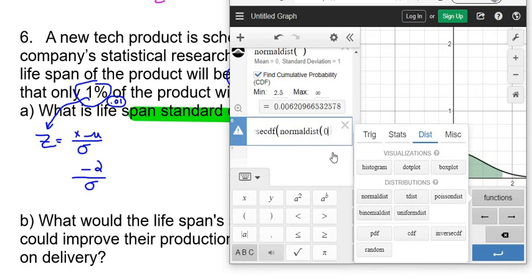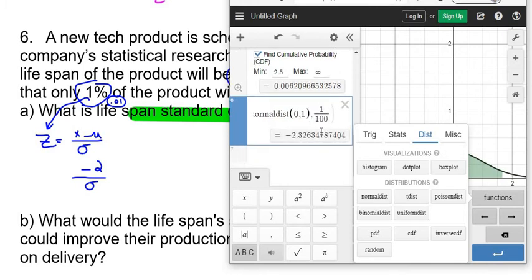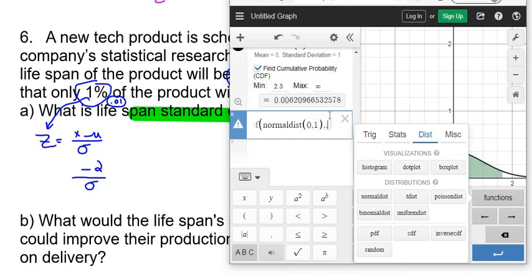So within the normal, you're going to put 0 and 1 representing the mean and standard deviation. And then you have to come out of the normal. Notice the parentheses. You have to come out of it and put here the percent as a probability. So you can type in 1 divided by 100 if you want, okay? Or you could type in the actual value, which is what we looked up on that chart, which was 0.01.